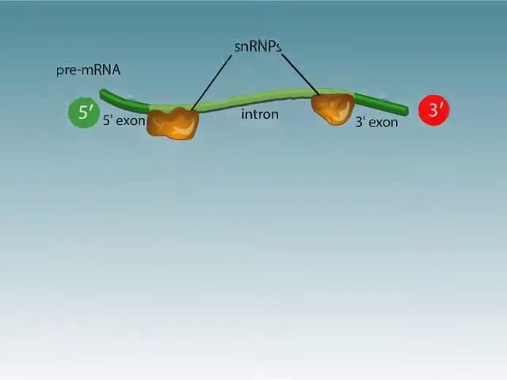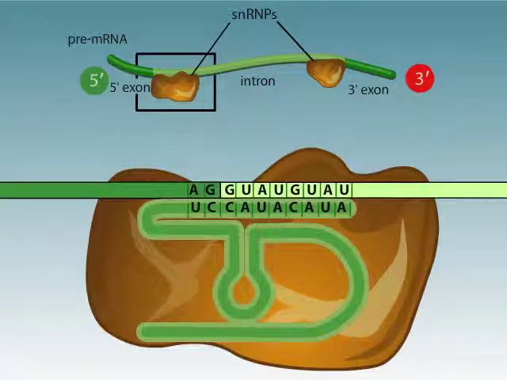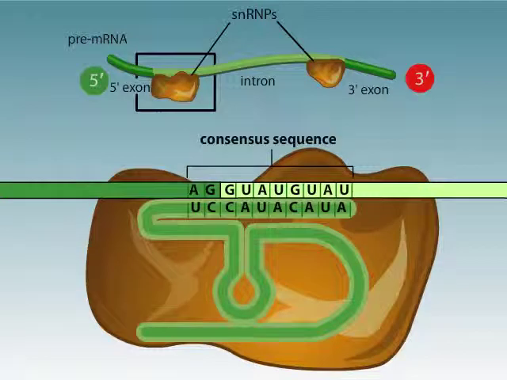snRNPs bind to sites in a pre-mRNA at or near the intron-exon boundaries. These sites, called consensus sequences, contain nucleotide sequences that are shared by most pre-mRNAs. The snRNPs contain RNA molecules that can bind to these consensus sequences through complementary base pairing.